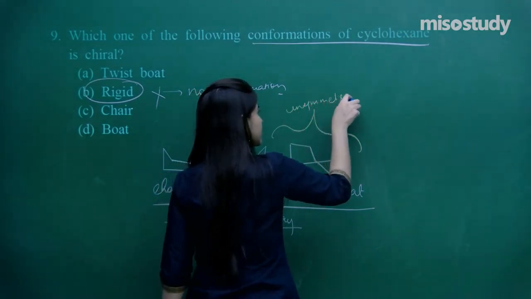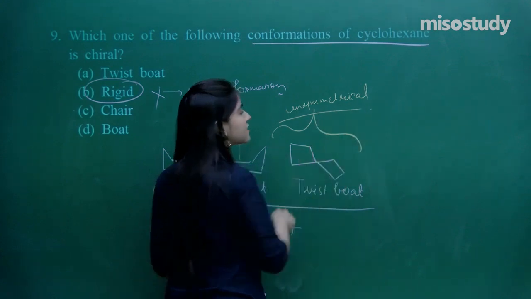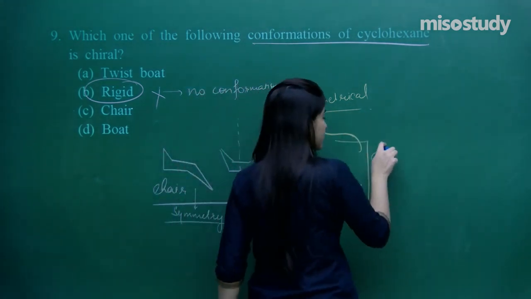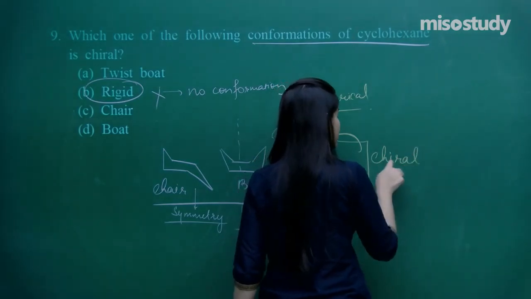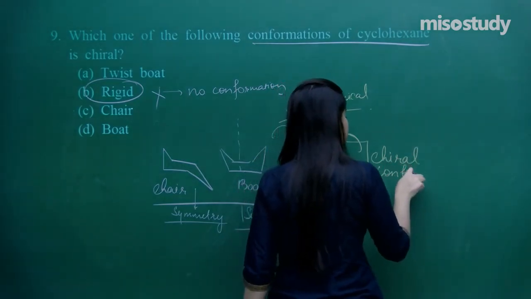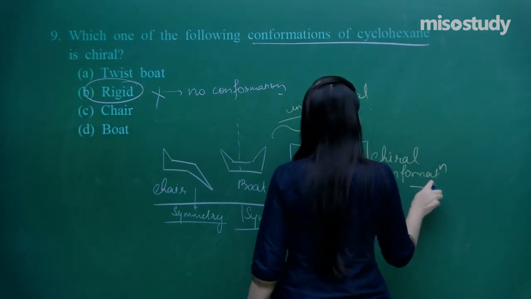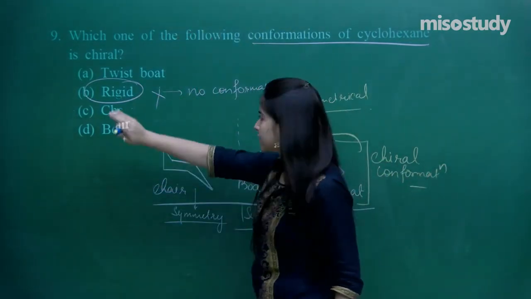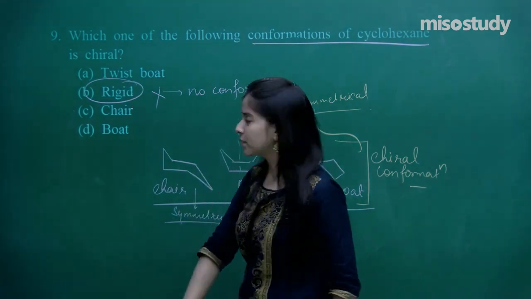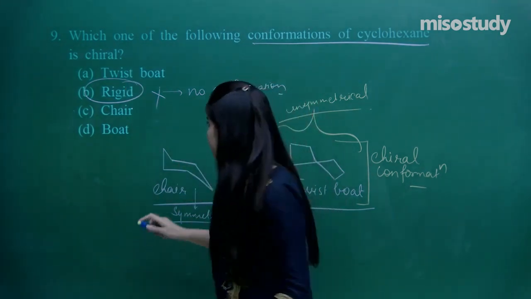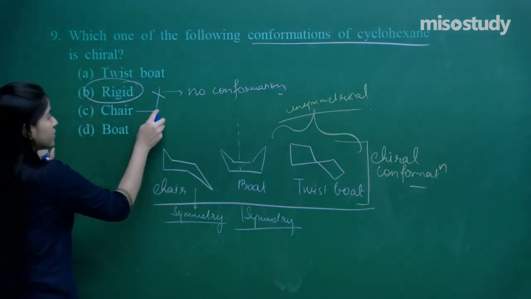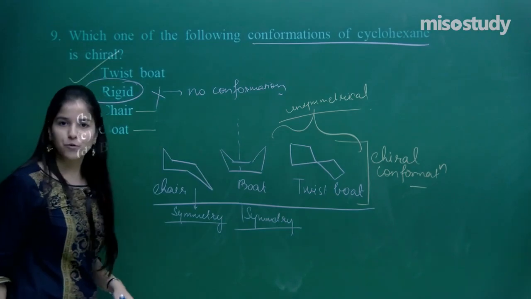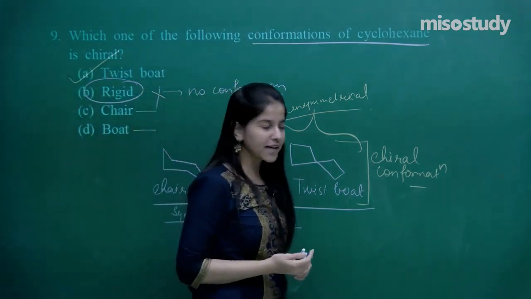So since this is unsymmetrical, it makes it what? It makes it a chiral compound. So this very conformation is chiral conformation, and that is what they are asking about. I need to find out which one is chiral. Rigid is no kind of a conformation, so we have eliminated that possibility. Again, it has got a plane of symmetry, chair, as well as the boat. So I have got the answer as twist boat. So I hope you all have got this very right.